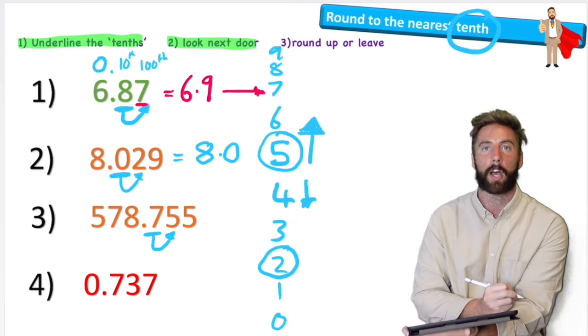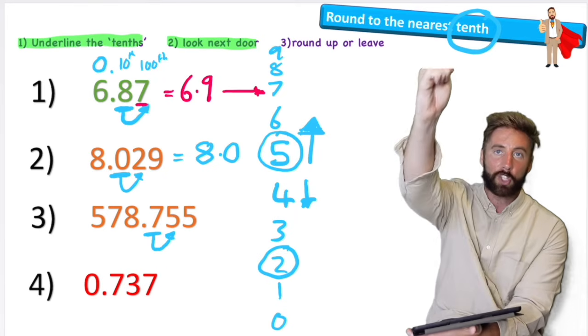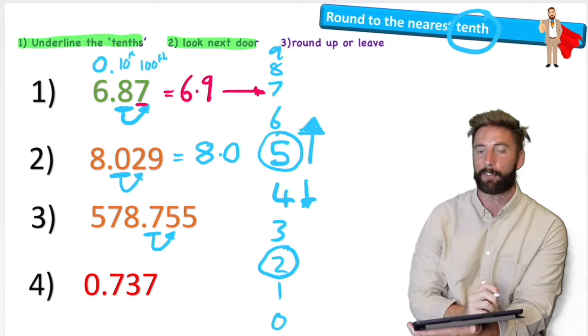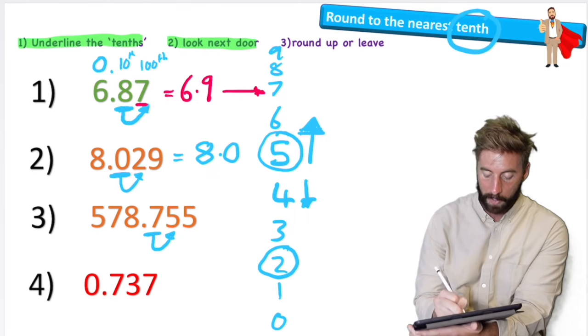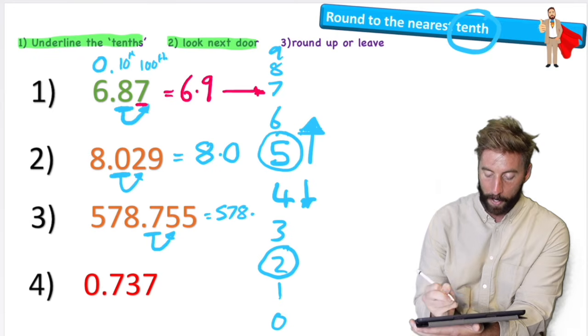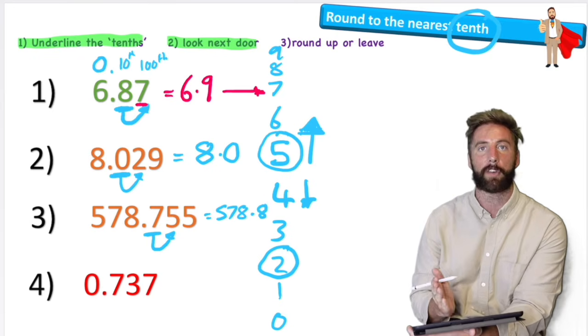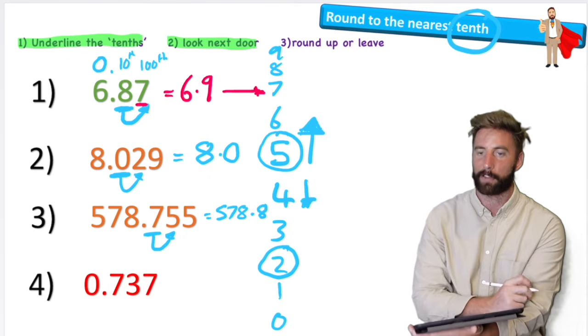And remember our rhyme, 5 or more, let it soar. 4 or less, let it rest. So 5 or more, we're going to let it soar, and my number becomes 578.8. The 7 has been bumped up to an 8 thanks to the 5.